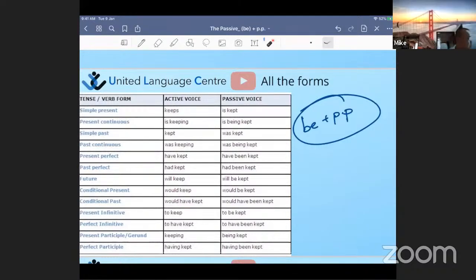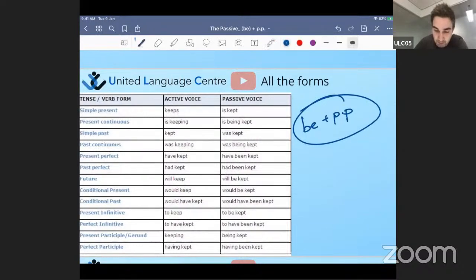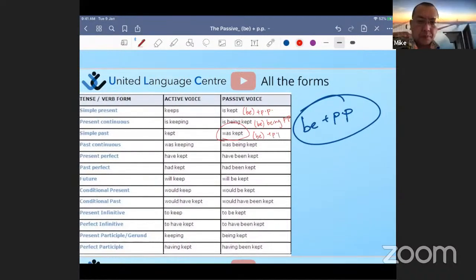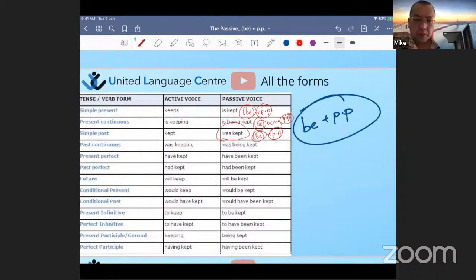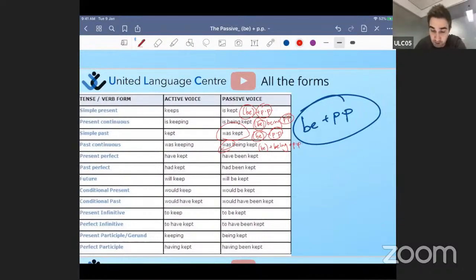So is keeping, is being kept, right? So here we're looking at be plus PP. Here's be being PP. And then here was kept, it's just be plus PP. So we're always going to see these two things. We're always going to see be plus PP in every single sentence. Here was being kept, so it's still be being plus PP, right?